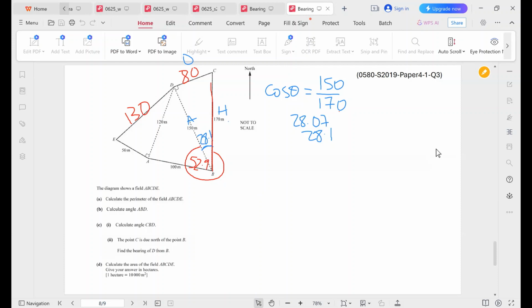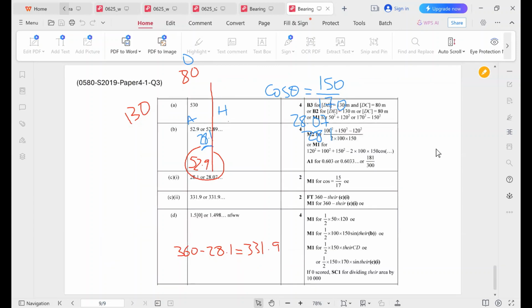So in order to find this angle here, this seems pretty simple. You just have to do 360 minus 28.1. And this gives us 331.9. And this seems to be the correct answer as well.